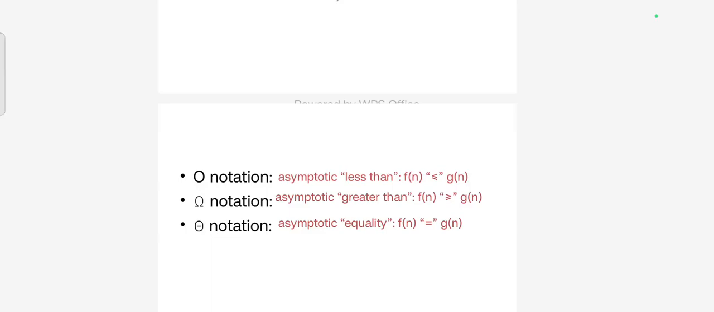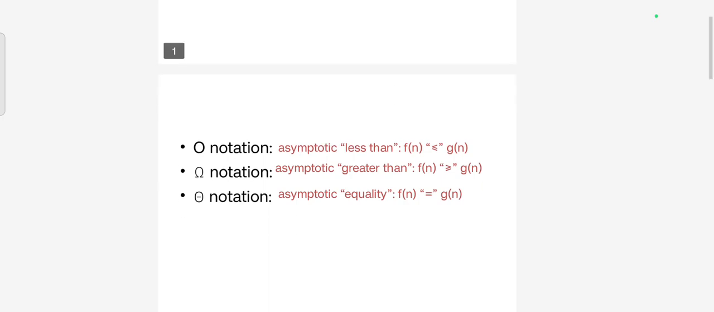In big O asymptotic notation, the function f of n is less than or equal to the given n value. Same as theta of n in asymptotic notation, which is equal to the function f of n and g of n, that is the given number n. And in omega notation in asymptotic, the function f of n is greater than or equal to g of n, that is the constant value.